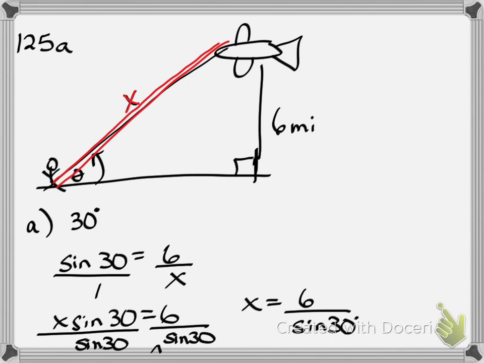So we'll make sure we're in degree mode. Let me get in degree mode. 6 divided by sine 30 is 12. I should have known that without picking up my calculator. Sine of 30 is a half. Instead of dividing by a half, let's flip it up there and multiply by its reciprocal. We get that 12.